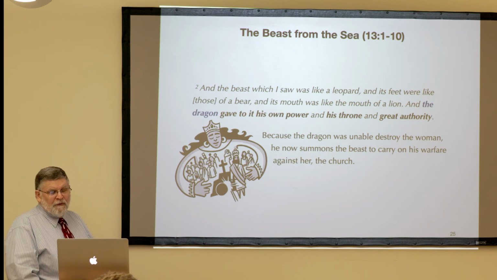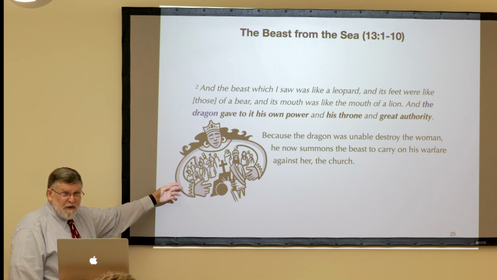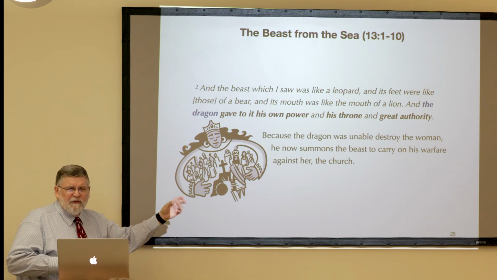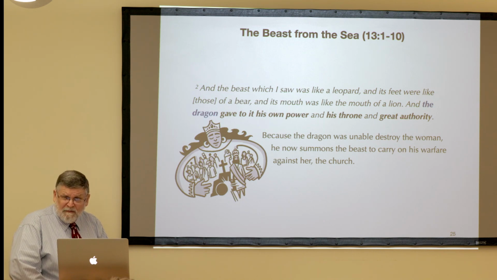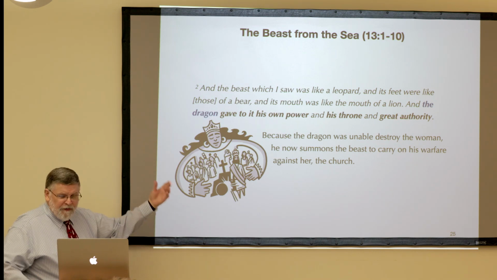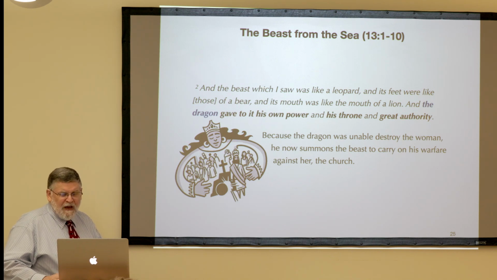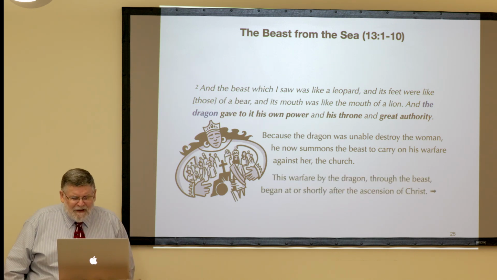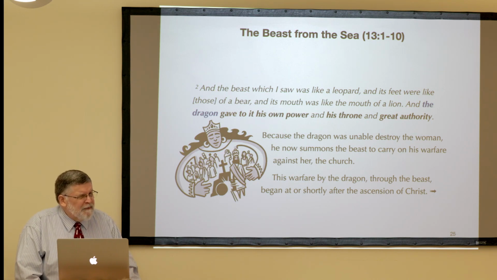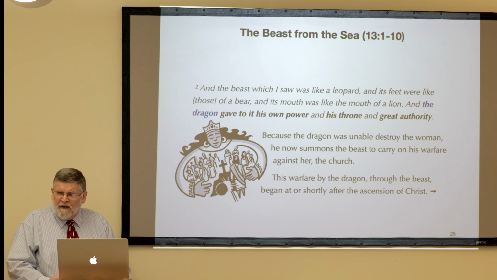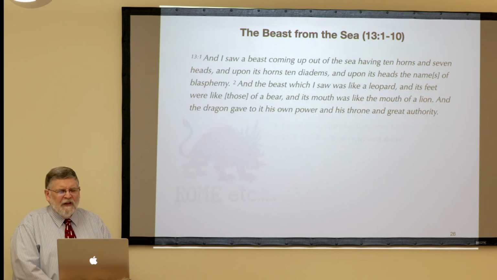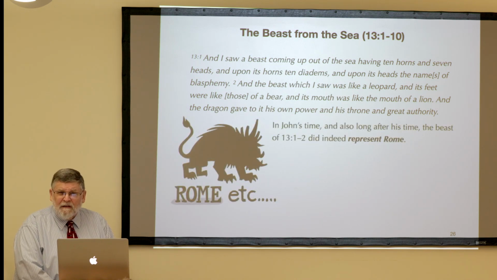The dragon gave its own power and his throne and great authority. Remember the woman from chapter 12? The woman stands for the church, right? And so the dragon was unable to destroy the woman in chapter 12. So what happens? He brings forth the beast, and we'll see another beast, to carry out his warfare against her. And again, all of this is happening in the time between the ascension and the second coming of Christ. So technically, it's happening now. The more I study the book of Revelation, I go, that looks interesting. This stuff that's happening in the world, it kind of seems like Revelation stuff, doesn't it?